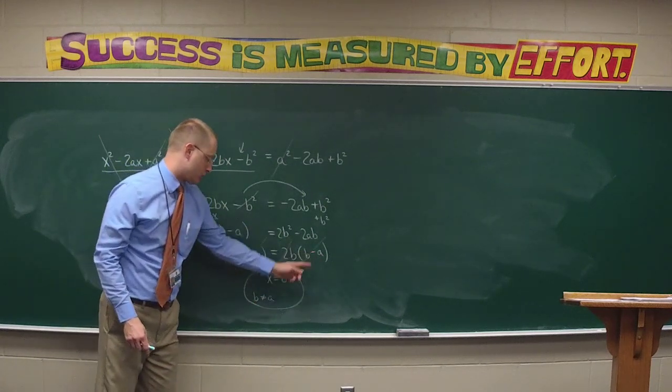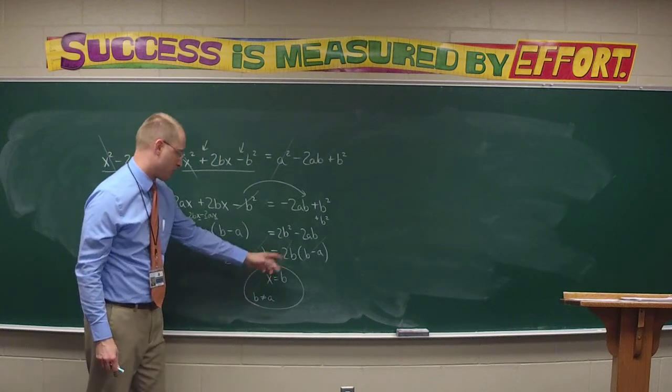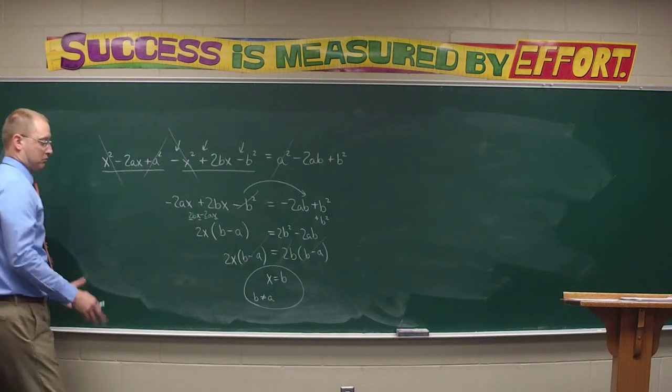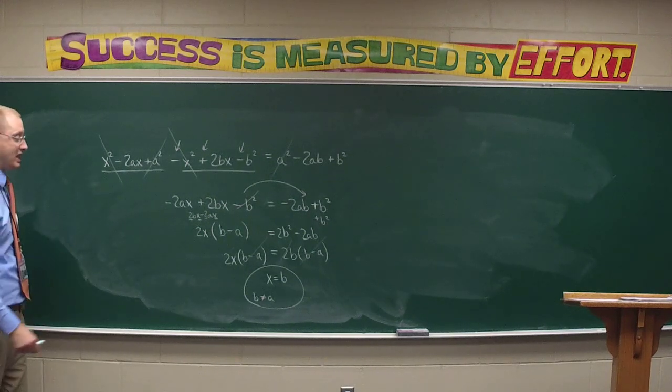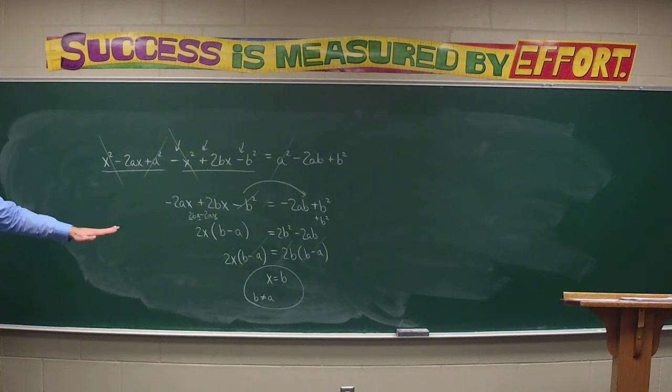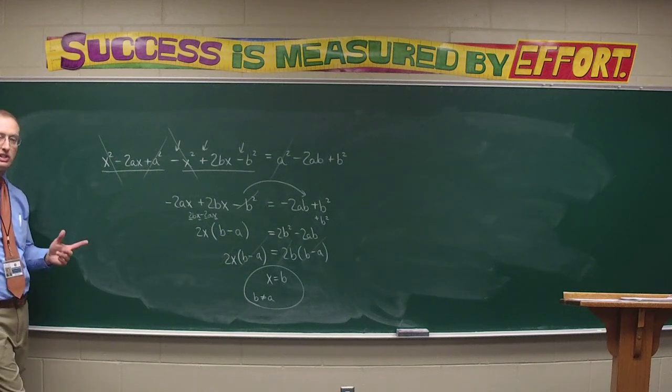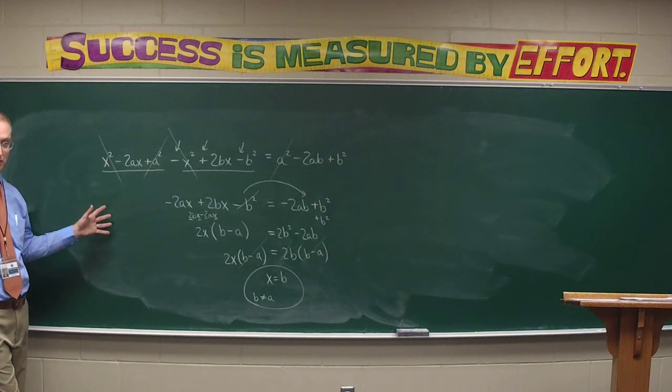The b negative a's cancel, b can't equal a. The 2's cancel, x just equals b. And as long as b doesn't equal a, x can equal anything. It's just x can't equal a then. Didn't we get x equal to b? All right, good, several of you. Good question. Questions?